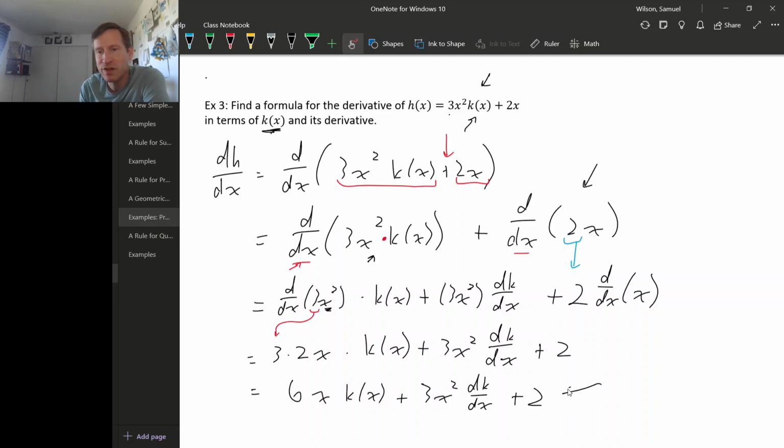But at this point, we've done all the derivatives that we actually can do. The only derivative left is dk dx, but since k is some function that we don't know, we can't write a formula for dk dx. So at this point, we're done. We've done all the calculation we can do, and so this is our formula for the derivative of h.